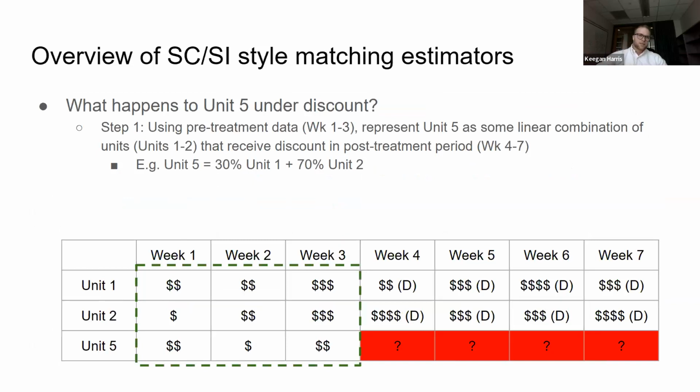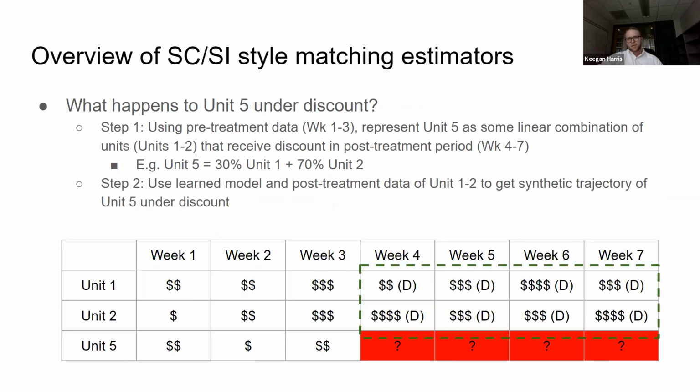So the way these methods work is first we use this pre-treatment data, so weeks 1 through 3, to learn some representation of unit 5 as a linear combination of, for the case of discount, units 1 and 2, because they were the ones who received the discount. So for example, you may find that unit 5 is 30% of unit 1 plus 70% of unit 2. Step 2 then is to use this learned model and the post-treatment data of the units you've already seen to construct a synthetic trajectory of unit 5 under the discount.